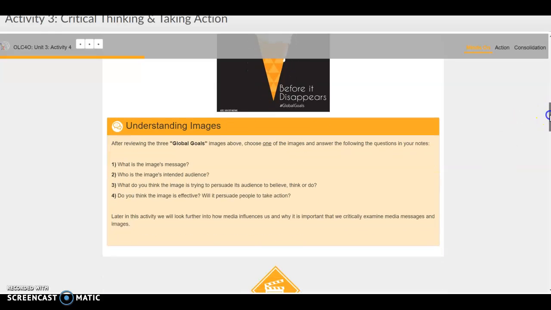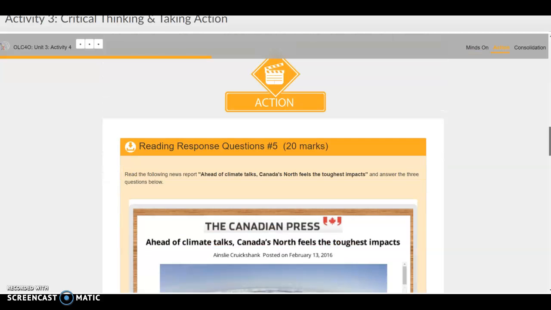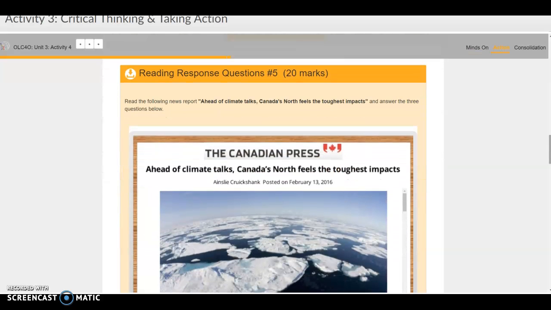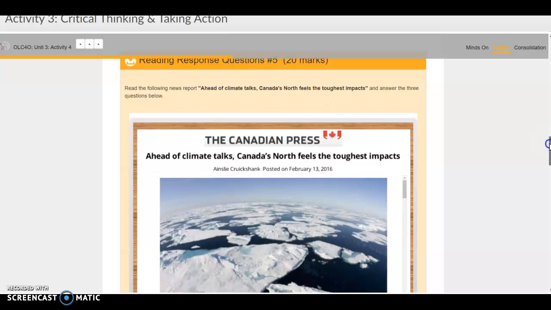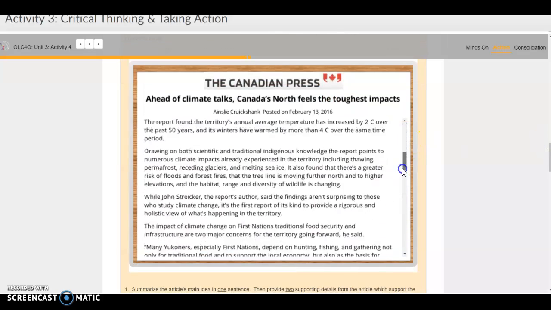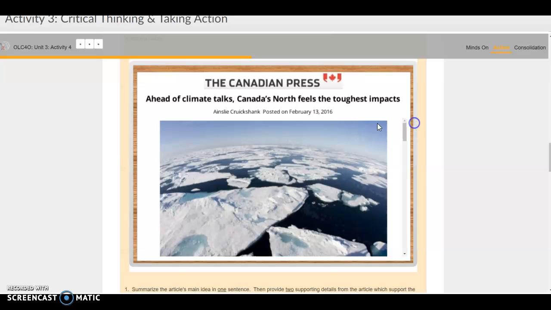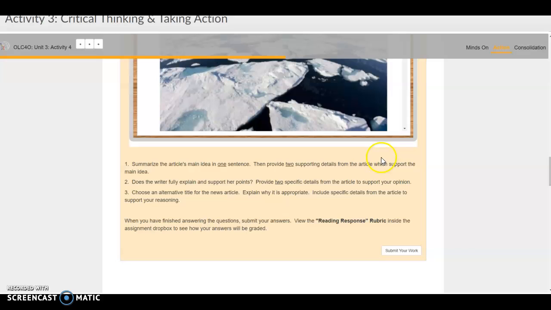That's our little introduction. If we move on to Action, you're going to see that our first assignment in this activity, and there will be two assignments in this activity, is a reading response questions assignment. I'm going to ask you to read an article called Ahead of Climate Talks, Canada's North Feels the Toughest Impacts. That article is right here, so you can read through the whole article right on the webpage. And then as always, with reading responses, you're going to respond to three questions.